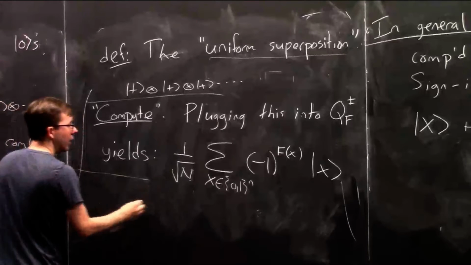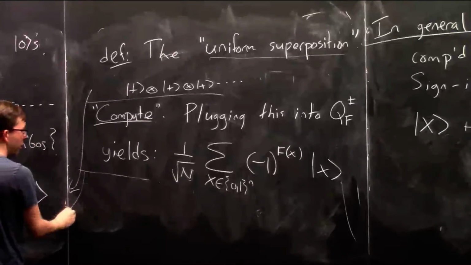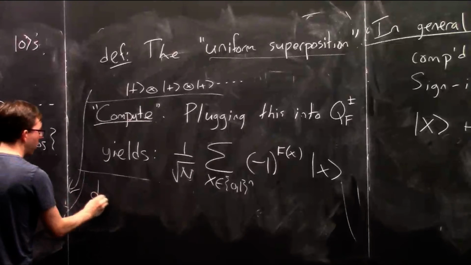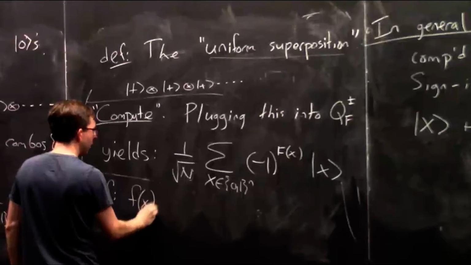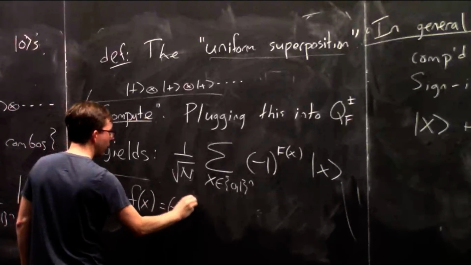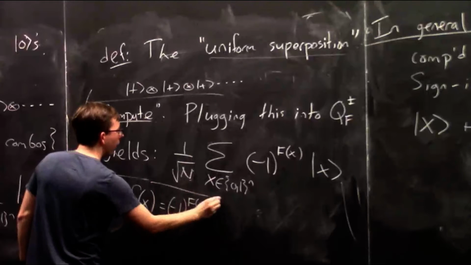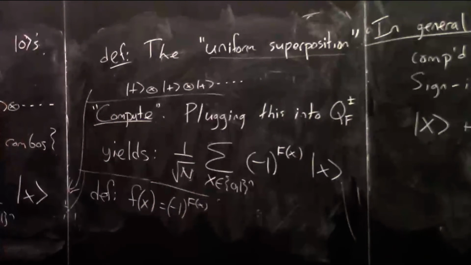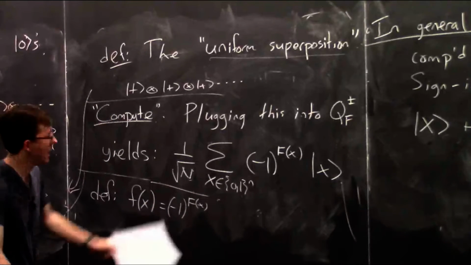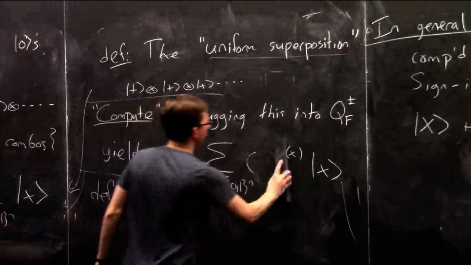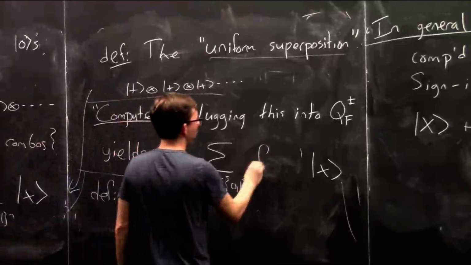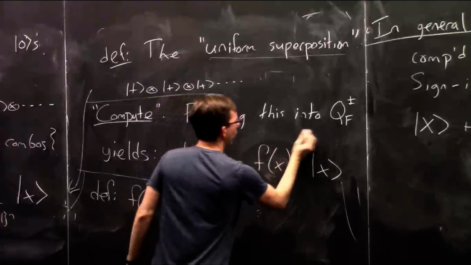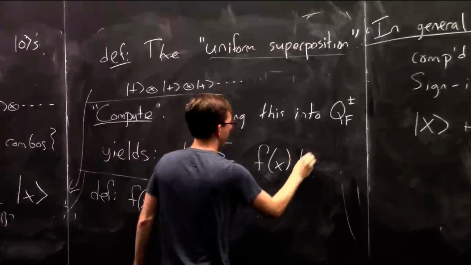Actually, let me even bombard you with more notational annoyance. I don't know if this is a good idea or not, but let me briefly define little f of x to be minus 1 to the capital F of x. Okay, so then I could replace this with little f of x. So little f is just the plus or minus 1 output version of big F.